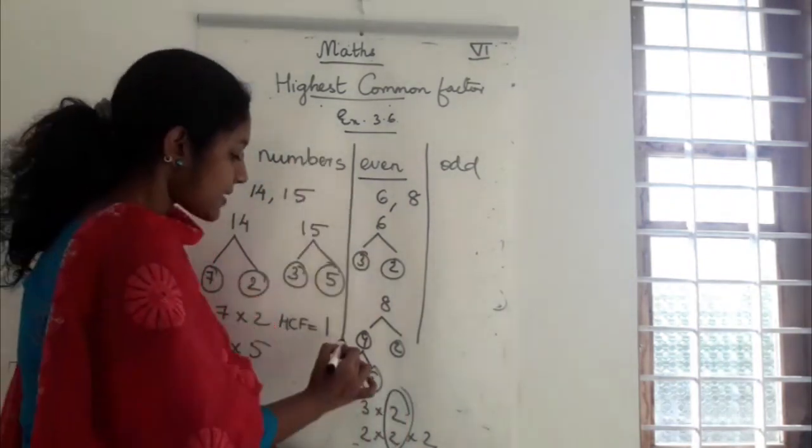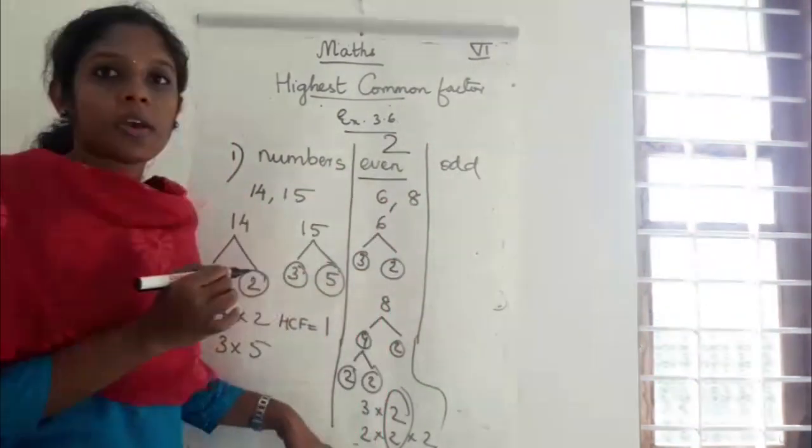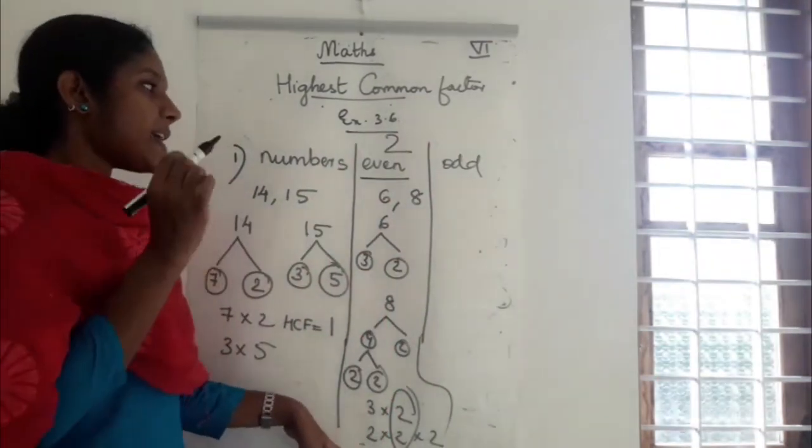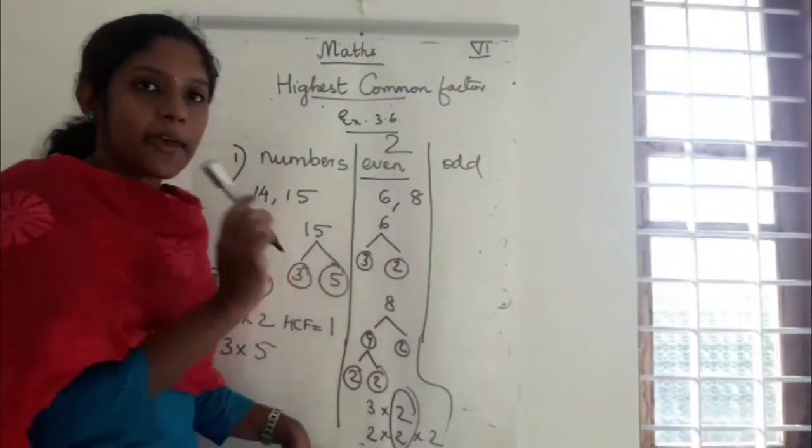So what is the highest common factor of any two even numbers? The answer is 2. Okay, hope it is clear. The highest common factor of any two even numbers is 2. I have shown you with an example.